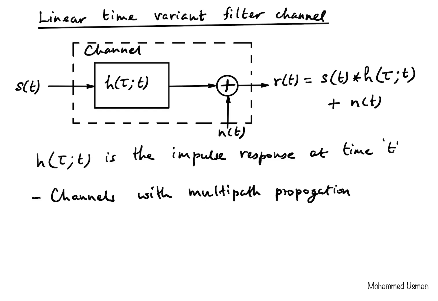Because the multipath characteristics are not going to be the same all the time. How the reflection of the signal takes place on different objects and reaches the receiver is going to keep changing with time. And when that happens, the multipath propagation characteristics are changing with time, and therefore the channel characteristics are changing with time. And that is typically what we see in wireless communication as well as in underwater acoustic channels. So channels with multipath propagation are typically modeled as linear time variant filter channels.